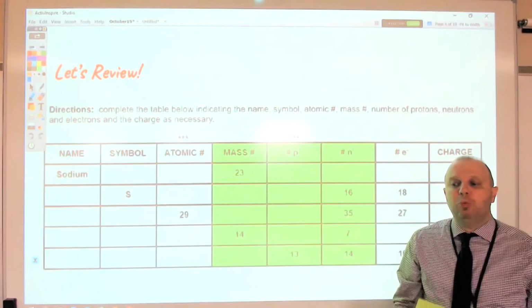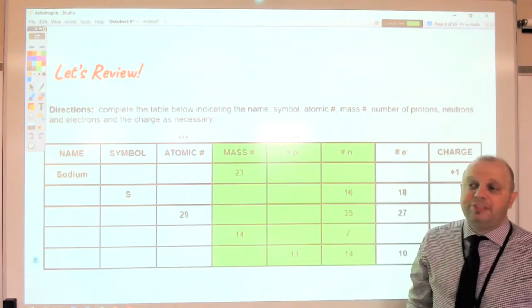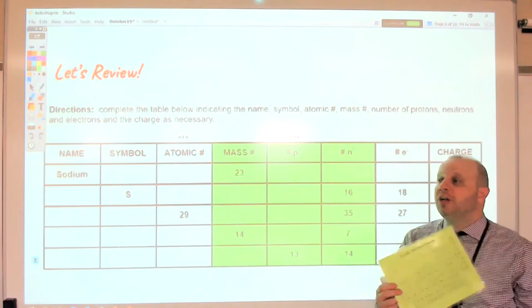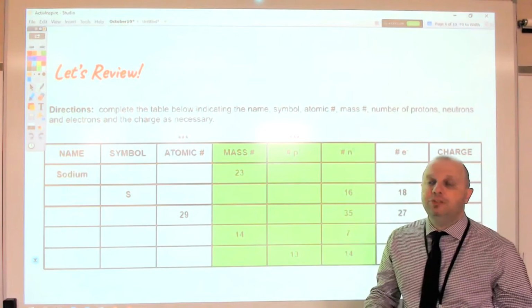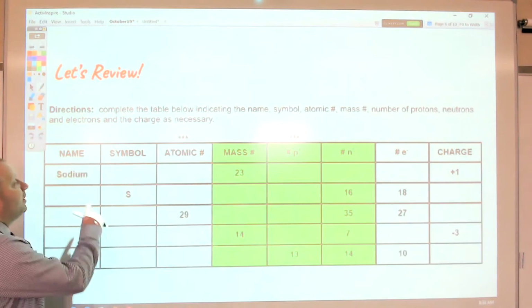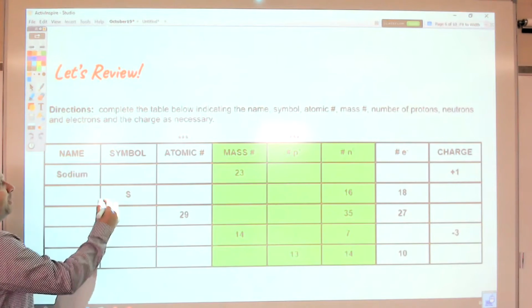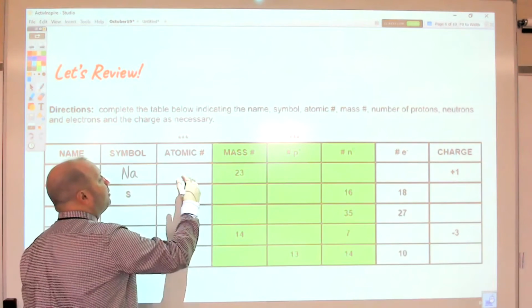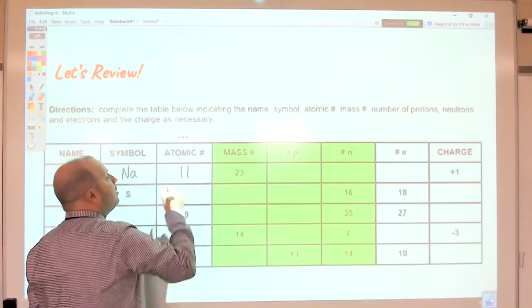Okay, in this next part, we are going to complete this table. So to do this, you'll need a periodic table of your own that has the molar masses for the different compounds. So for the first one, the element sodium. Sodium has a symbol of Na, and its atomic number is number 11.